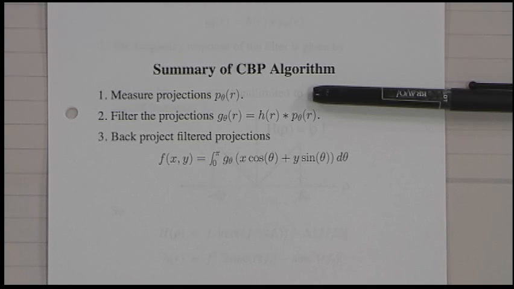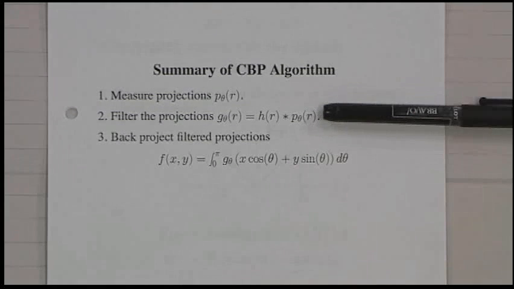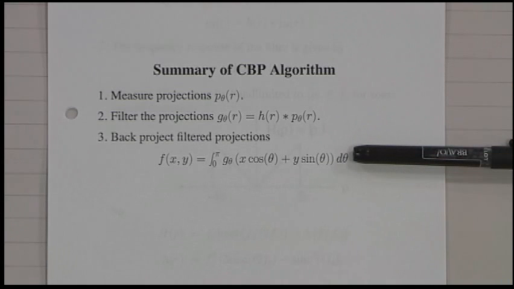That's a physical measurement. And then once you have those projections, you filter the projections with a filter H. And then once you filter the projections, you do a back projection. So the back projection is really just the adjoint or the transpose operation of projection. You might think of it as reversing it, but it's the reverse of projection, not the inverse of projection, in the same sense that the transpose of a matrix is not typically its inverse, right?